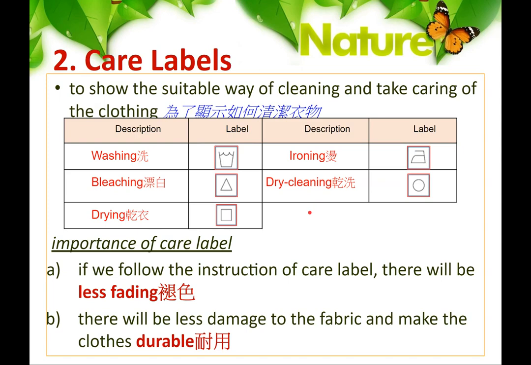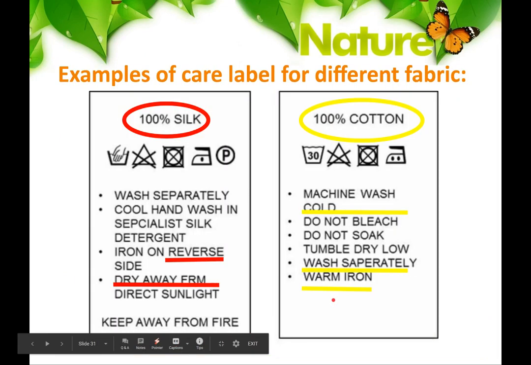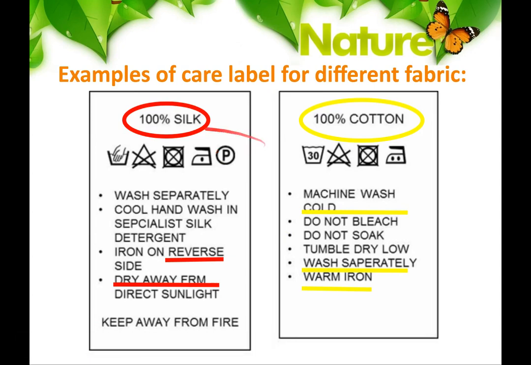The importance is that if we follow the instructions of the care label, there will be less fading of our clothes and less damage to the fabric, and it makes the clothes more durable. Here are the examples of care labels for different fabrics. You can see it shows the percentage of that kind of fabric and there is some symbol over it. So you can follow instructions to handle your clothes.